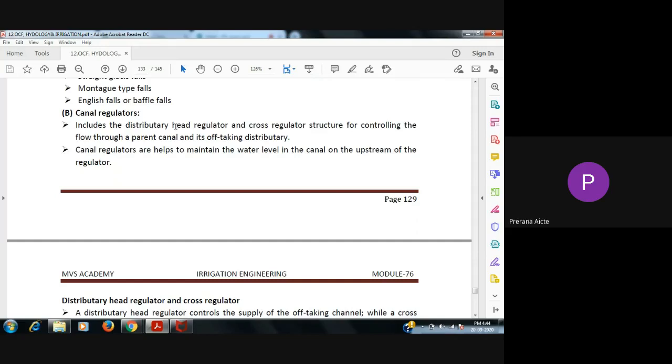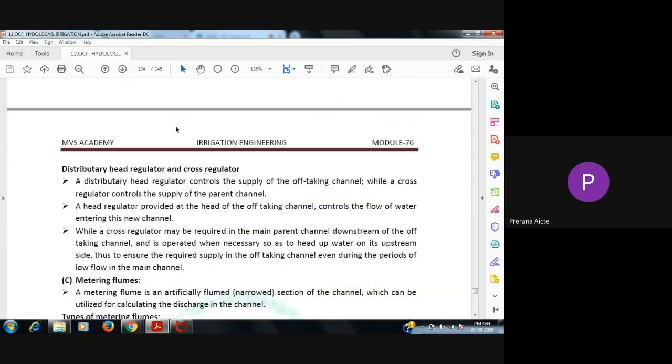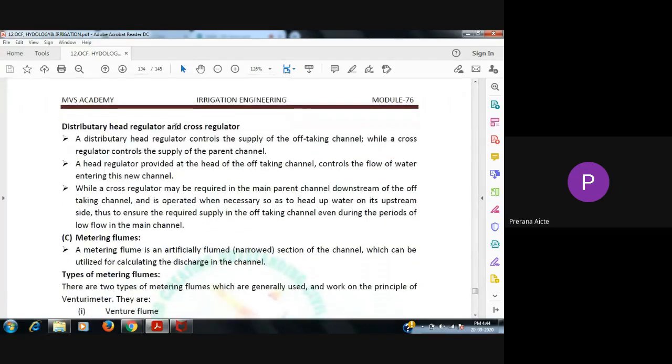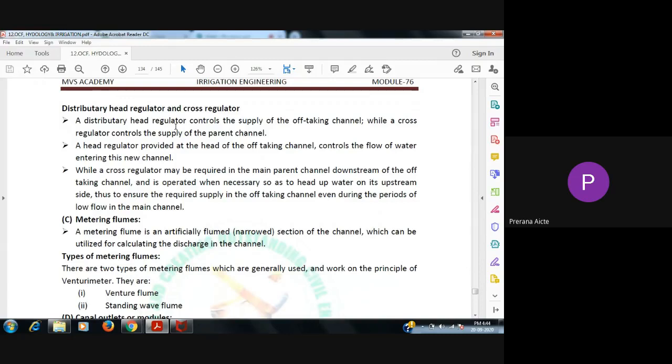So canal regulators help to maintain the water level in the canal upstream of the regulator. Distributary head regulator and cross regulator. A distributary head regulator controls the supply of the off-taking channel, while a cross regulator controls the supply of the parent channel. Remember that, one more question. So a cross regulator controls the supply of the parent canal, whereas a head regulator controls the supply of the off-taking channel. So see the difference between the cross regulator and head regulator.